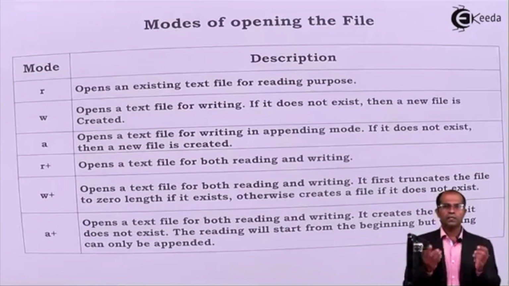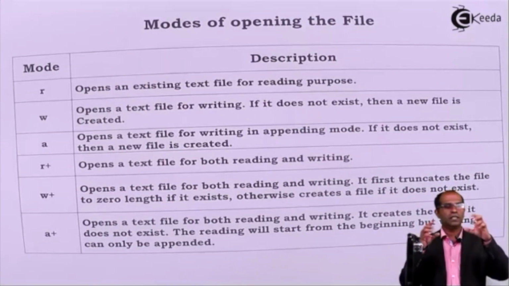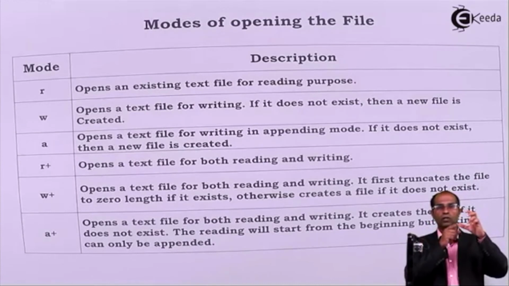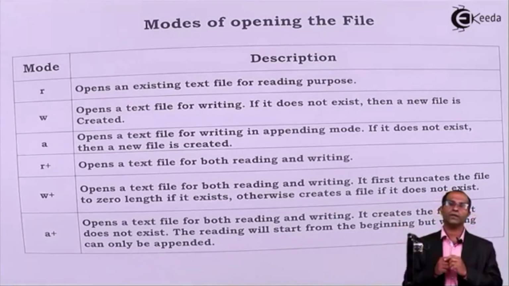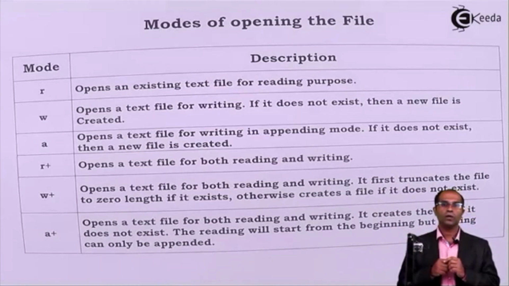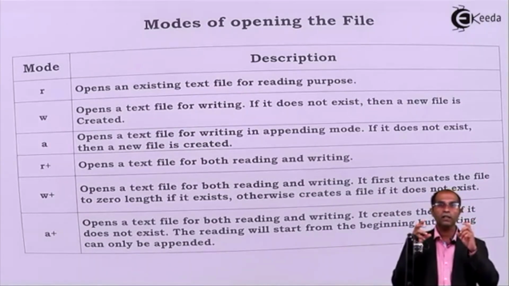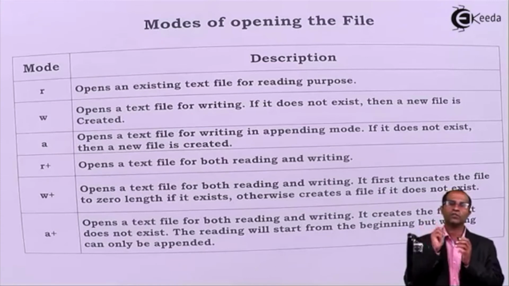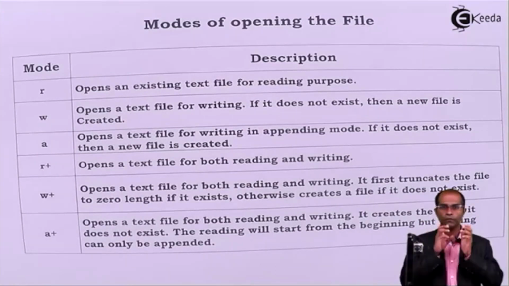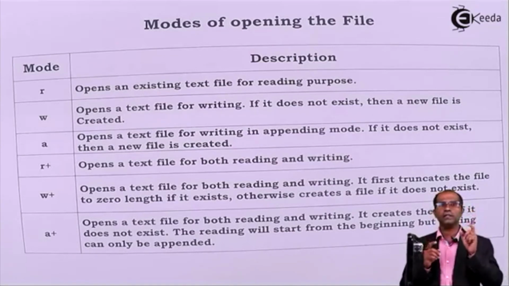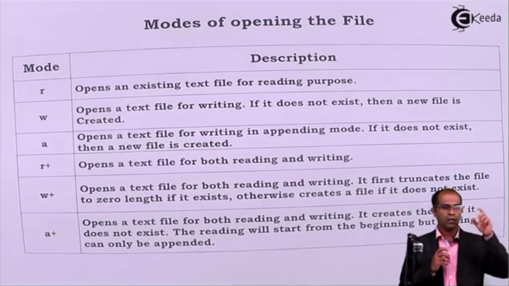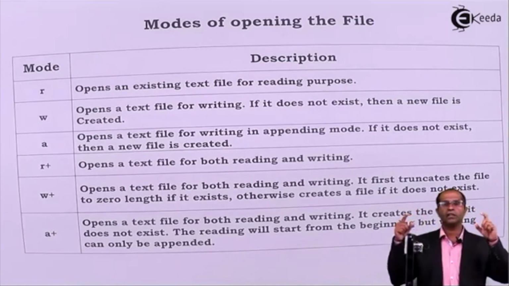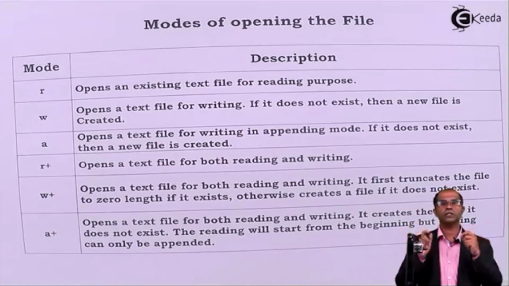Now, in this case, if the file exists, it will take the control, or the cursor, to the last part of the file and then start appending the contents at the end of the file. But if the file doesn't exist, what happens in this append mode? It will again create a new file. So if the file doesn't exist, both A and W might sound the same. W, if the file doesn't exist, will create a file. A, if the file doesn't exist, will also create a file.